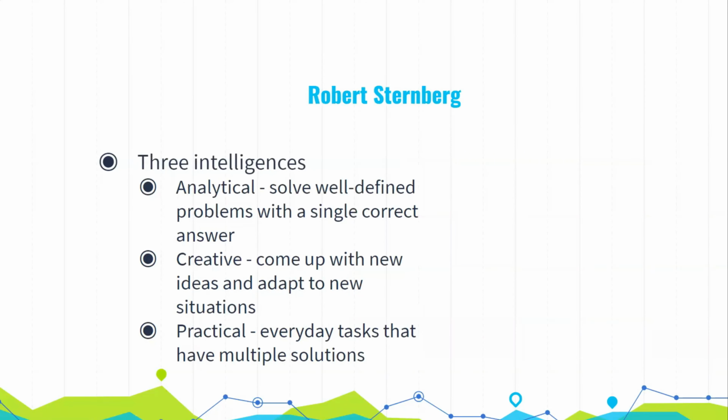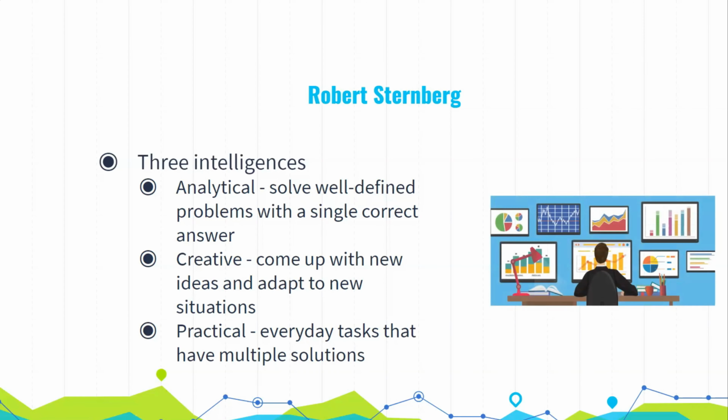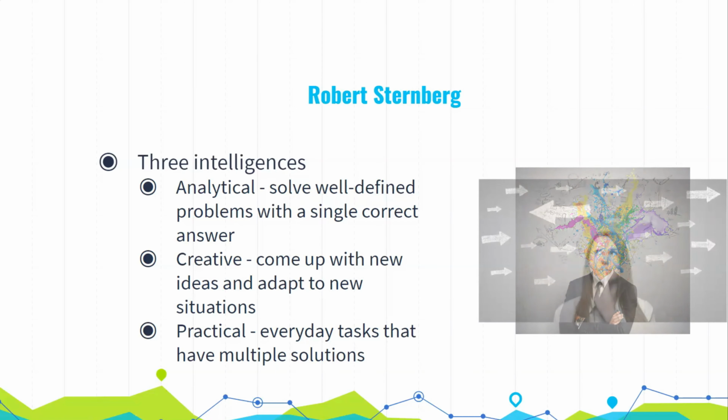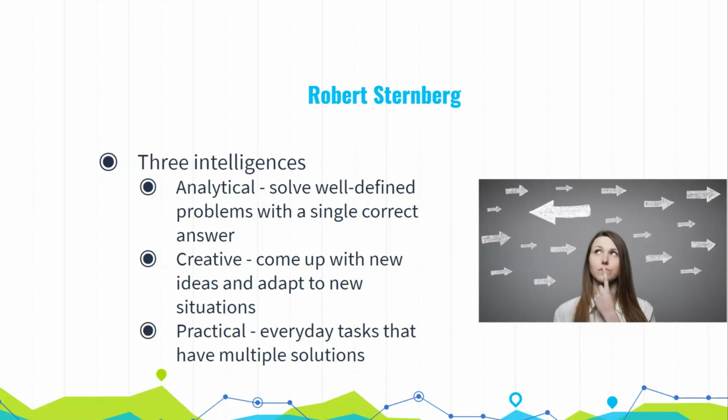What do you mean? Psychologist Robert Sternberg's triarchic theory proposes 3 intelligences. Analytical intelligence is used to solve well-defined problems with a single correct answer. Creative intelligence is the ability to come up with new ideas and adapt to new situations. And finally, practical intelligence is used for everyday tasks that have multiple solutions.